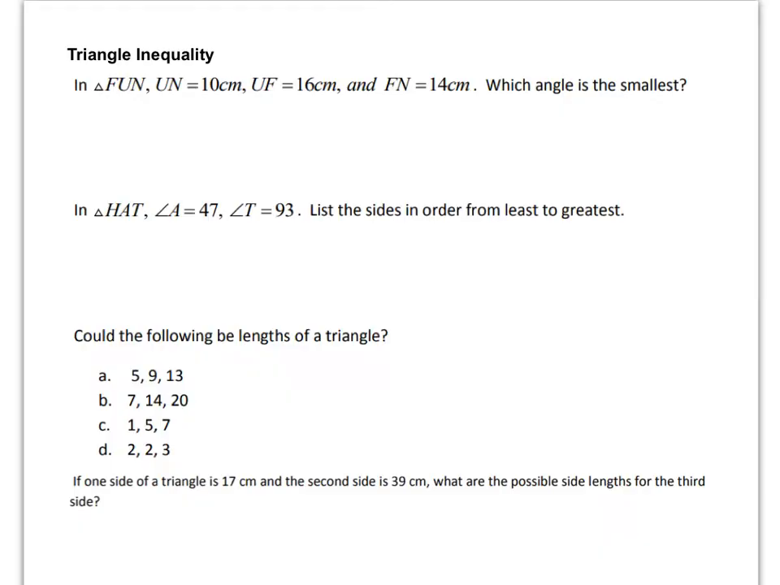Now for the section we like. In triangle FUN, see what they did there? UN equals 10, UF equals 16, and FN equals 14. Which angle is the smallest? So we want to sketch our little triangle. Isn't that fun? You get it? Fun? Okay.